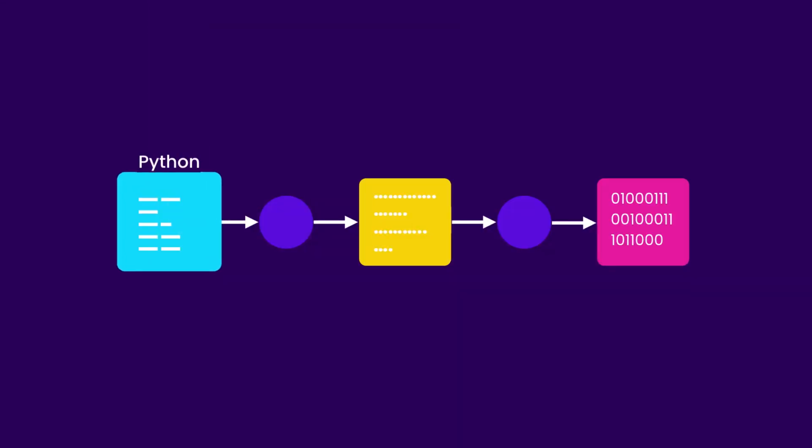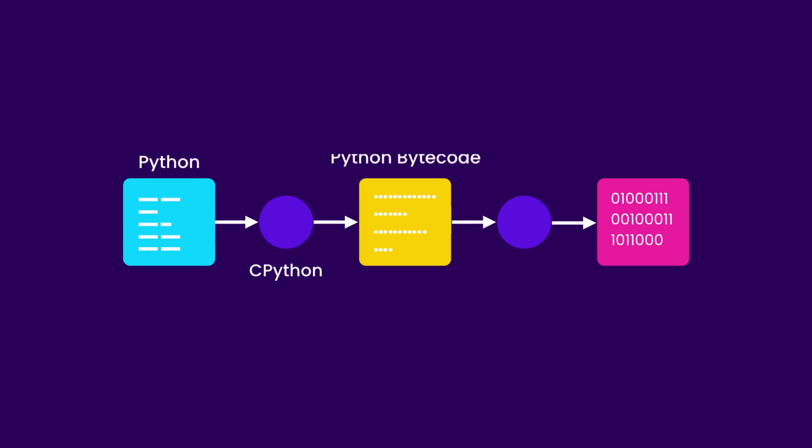When we run a Python program using CPython, first it will compile our Python code into Python bytecode. Then it will pass that bytecode to Python virtual machine, which will in turn convert it into machine code and execute it. This is how CPython works.